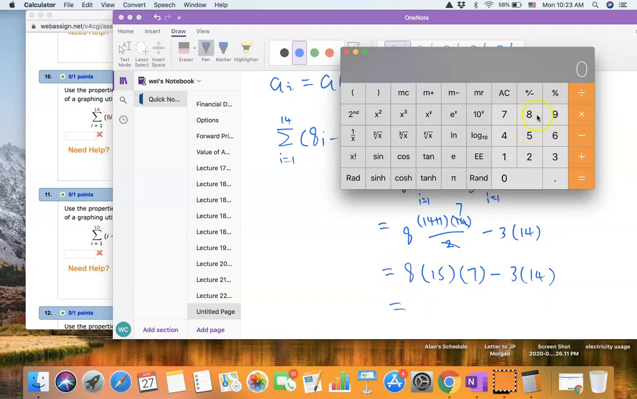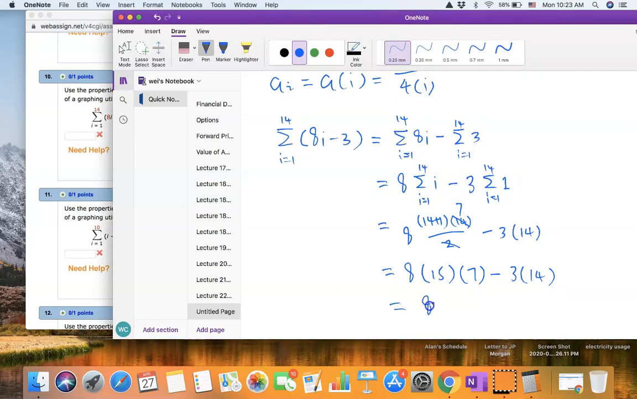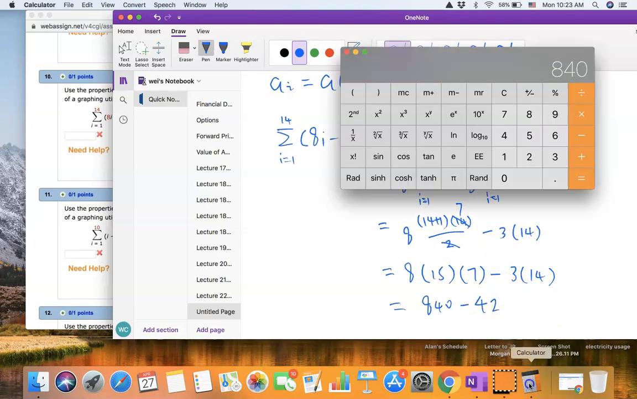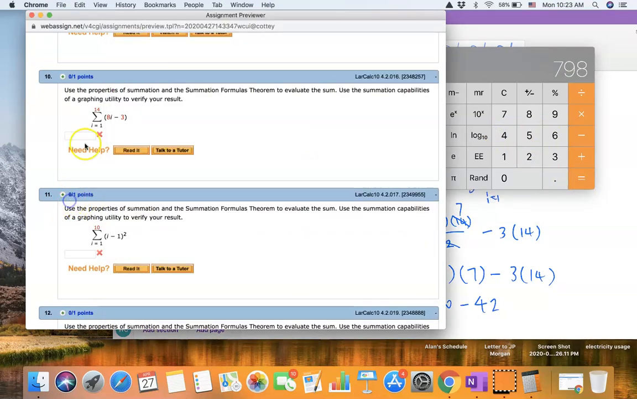8 times 15 times 7. So it's 840 minus 3 times 14, that is 42, minus 42, 798. That's our answer.